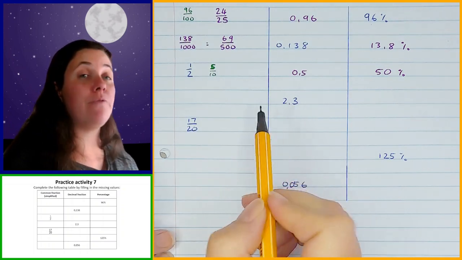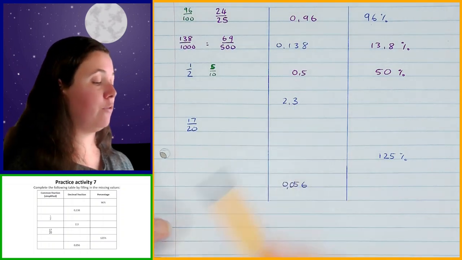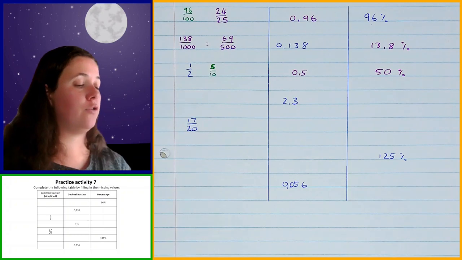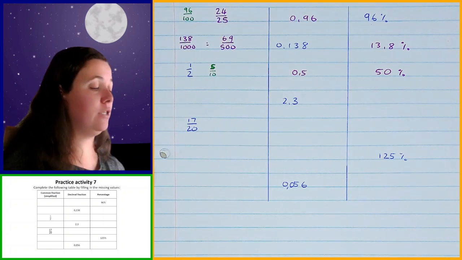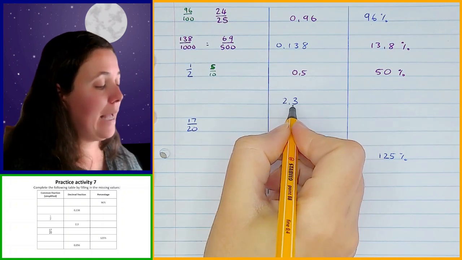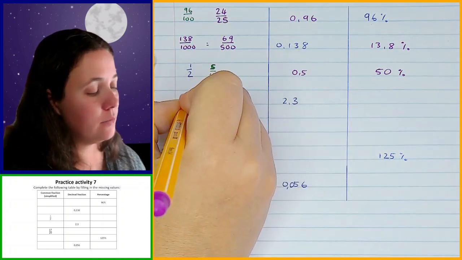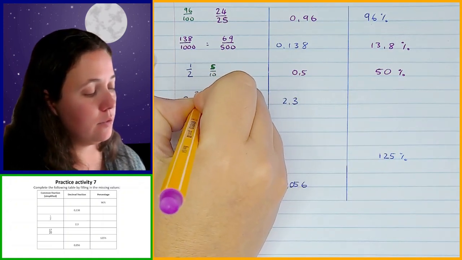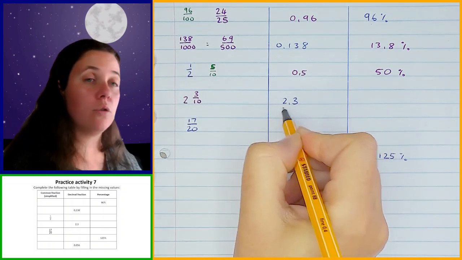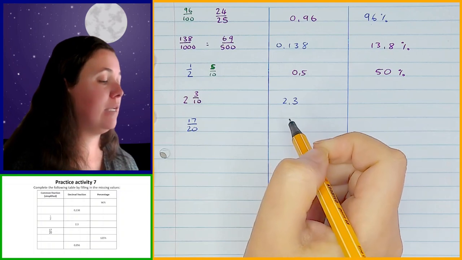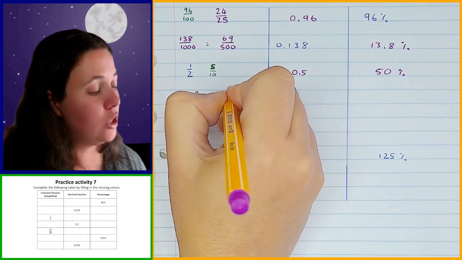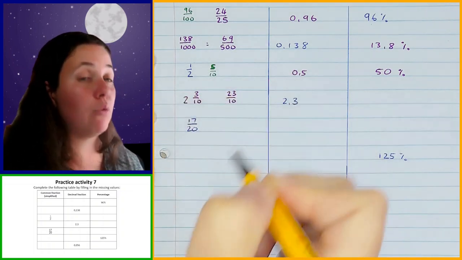This one over here, you need to be very careful. 2.3. Now this one, when I convert this to a common fraction, is going to be 2 3/10. Okay, because the whole number part is 2 and this is in the tenth position, so it's 2 3/10. You could also have written 23 over 10. That would work as well.